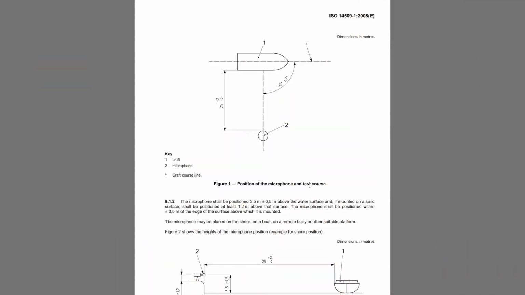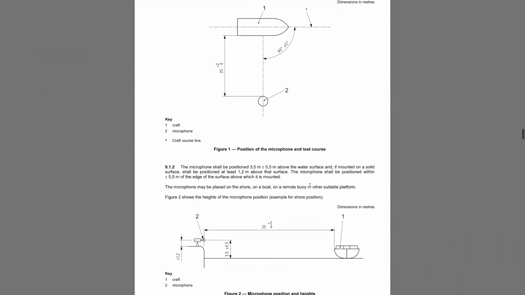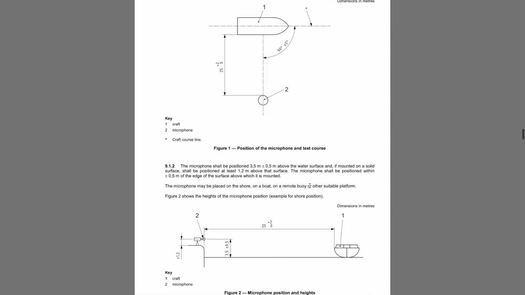Let's get back to the ISO 14509-1, as we can see that it describes quite clearly the main requirement that your test site needs to meet, as well as the course that the craft needs to sail. As you can see from this part of the standard, there are clear requirements for the height of the microphone from the waterline and any land that it is placed on, as well as clear requirements relating to the craft's position and angle of pass-by, as well as distance from the microphone. As we can see, we need to get the craft to sail at the correct distance from the microphone, and this is where the drone that we mentioned earlier will come in. More on that later.